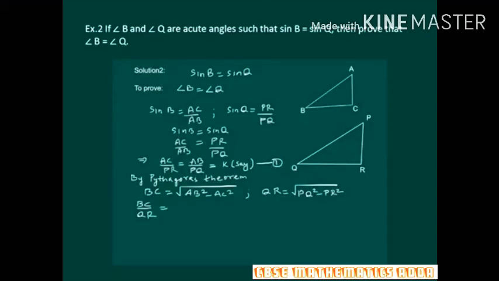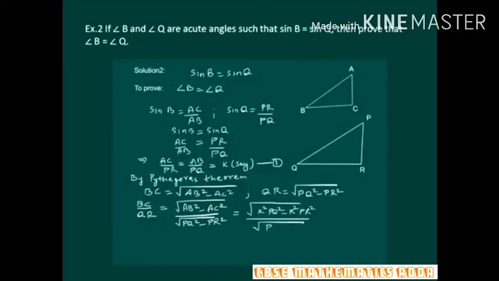So BC by QR, here we obtain root over of AB square minus AC square divided by root over of PQ square minus PR square. AB is the hypotenuse and AB by PQ equal to K here. So we can write AB square minus AC square, that is K square into PQ square, and AC square is equal to K square PR square. By cross multiplication we will obtain AC equal to K into PR. So AC square equal to K square PR square.